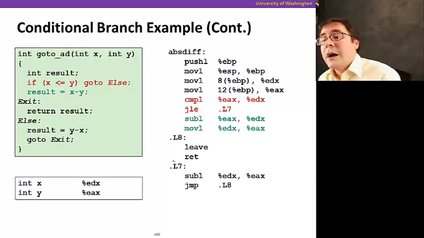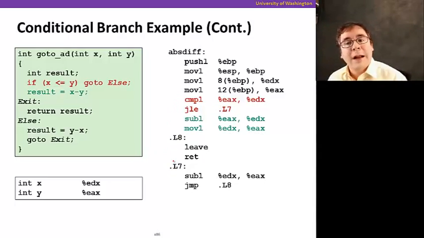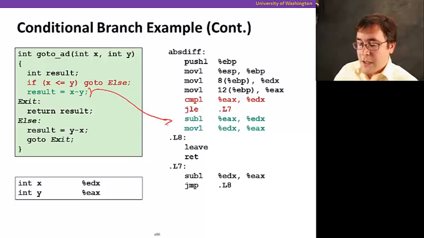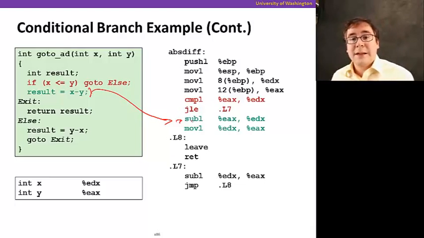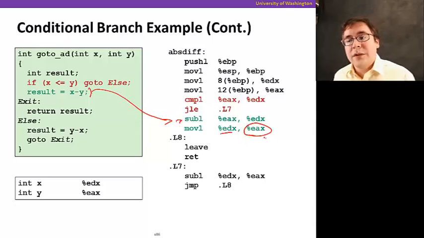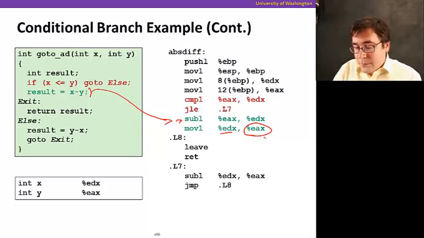Okay, so now if the jump does not happen, we're executing this part of the code. We're going to execute this instruction. Here's how it's implemented. This sub instruction does EDX equals EDX minus EAX. So it's essentially doing X minus Y. And then it gets the result and stores it in EAX. The reason we store into EAX is because that's where we put return values for the function, so that we can actually return the results.